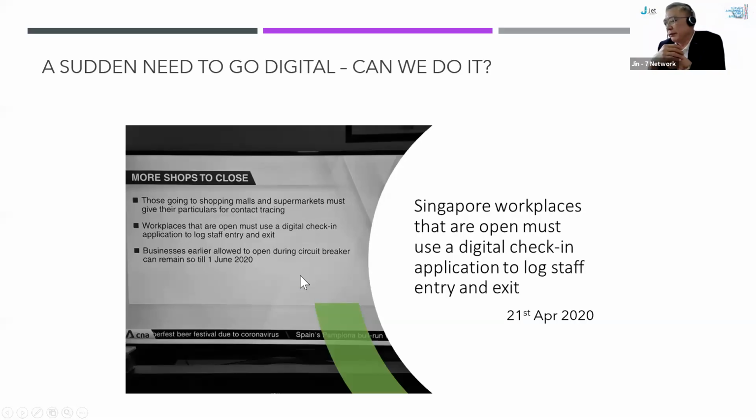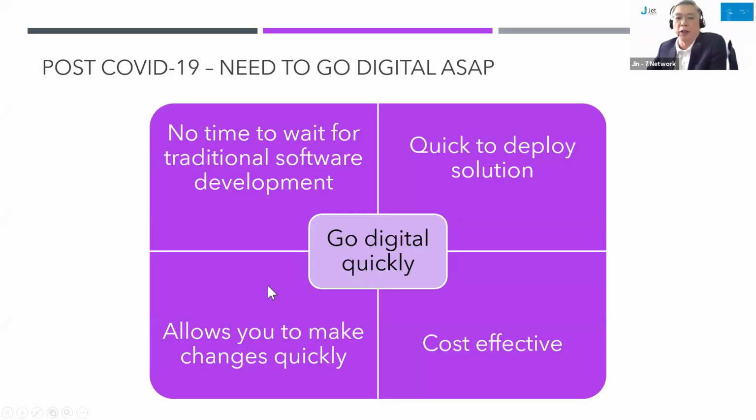This is what happened one day when you suddenly see a news flash saying the government wants you to have your workplace open and use digital check-in. We can expect more of this to come because of this unprecedented crisis. The government will keep coming up with new policies and new requirements. The pain point that we all have right now is we need to go digital very quickly. There's no time to wait for development, we need something that's quick.